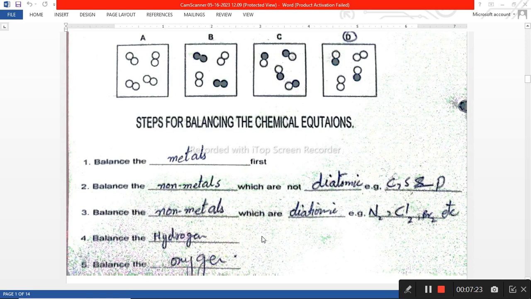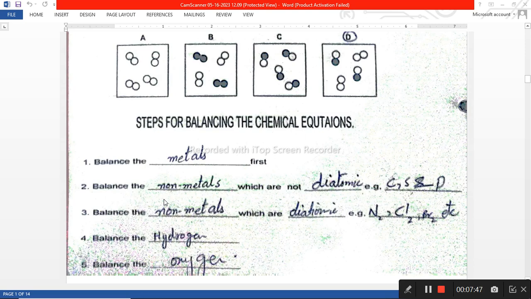If there is any metal, then balance the metal first. Second, balance the non-metals which are not diatomic, which means carbon, sulfur, phosphorus, etc. Then balance the non-metals which are diatomic, like nitrogen, chlorine, bromine, etc. Then balance the hydrogen and then balance the oxygen.